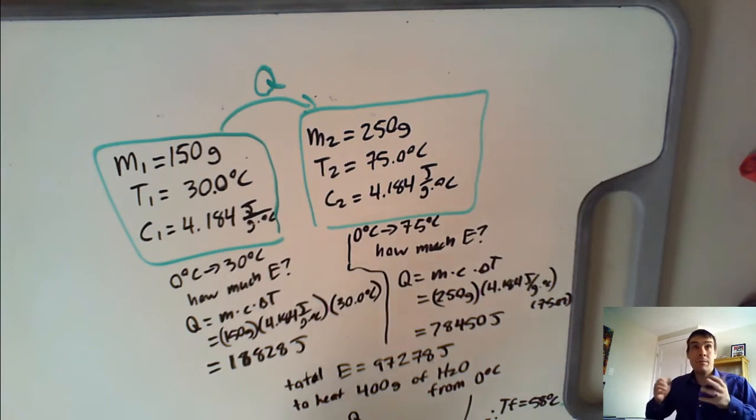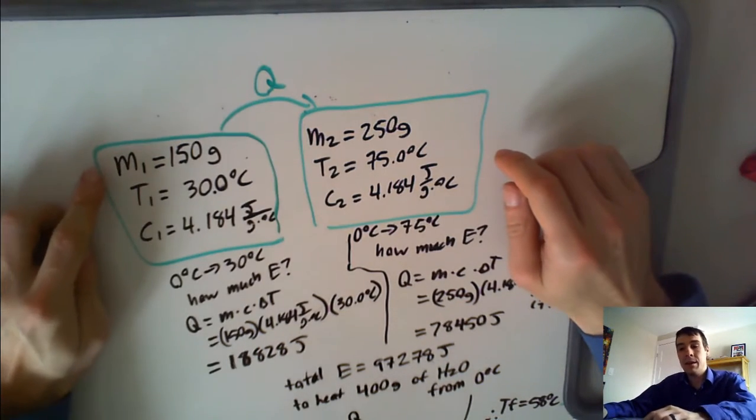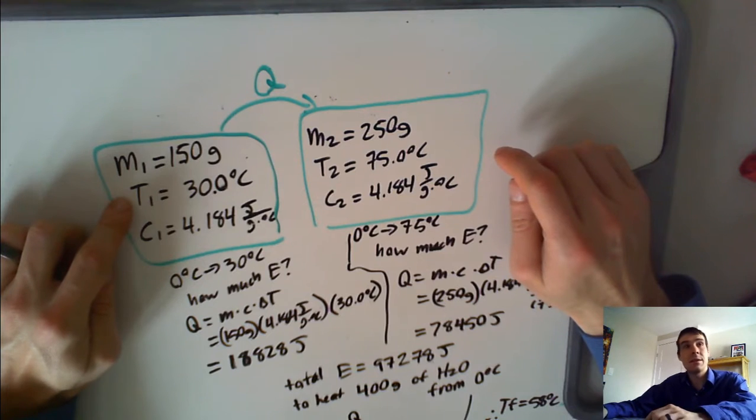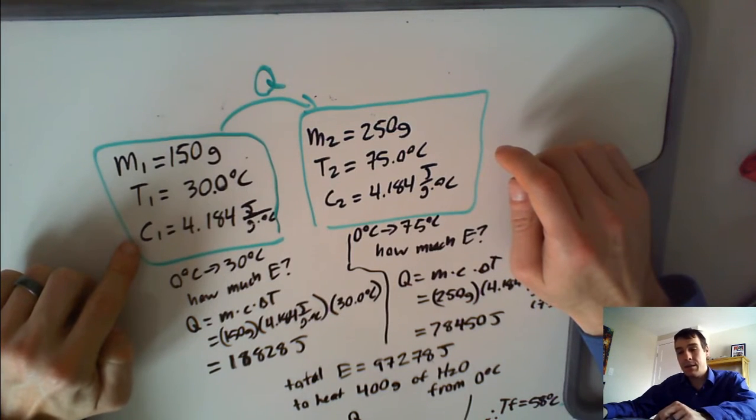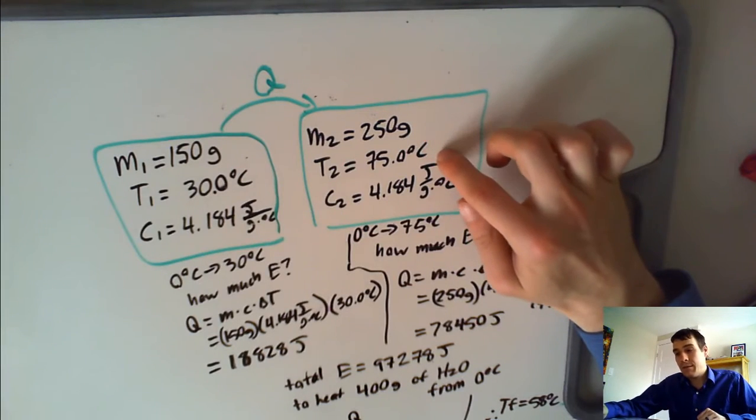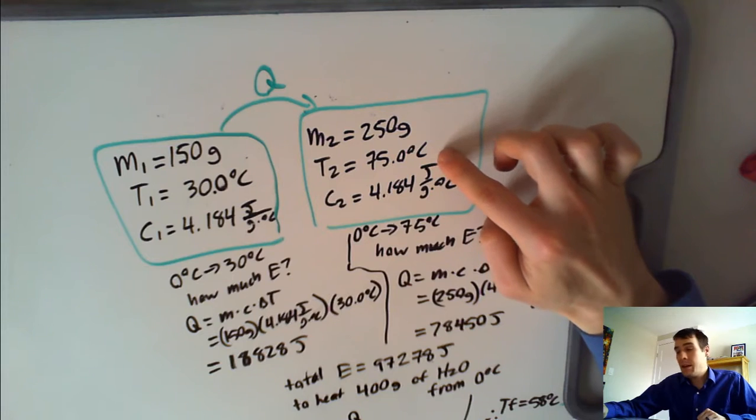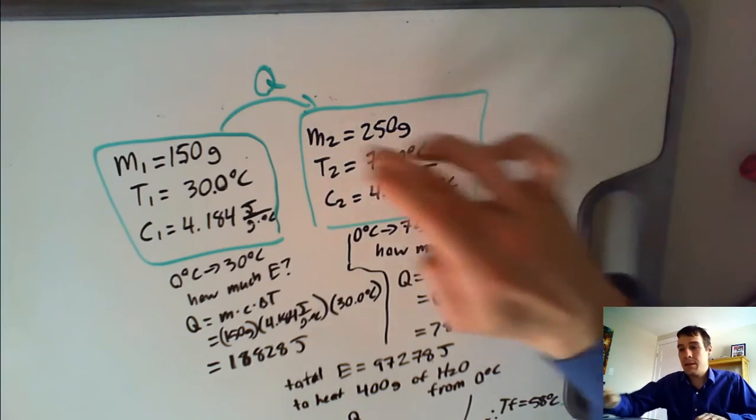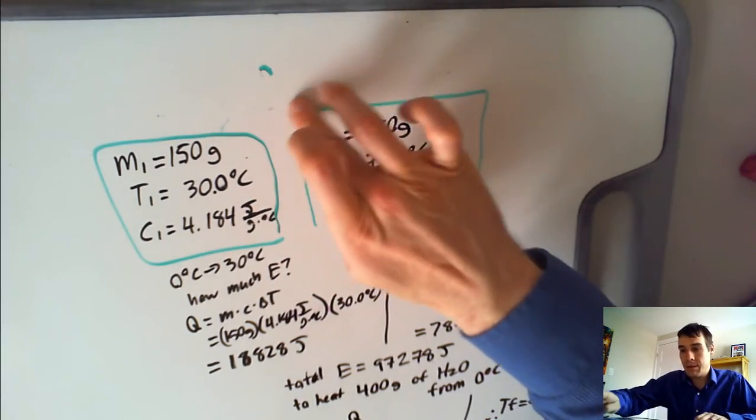So, recap of this problem: we had 150 grams of water on one side, which started at 30 degrees Celsius, and it had a specific heat capacity of 4.184 joules per gram degree Celsius because that's the specific heat capacity of water. On the other side, we had 250 grams of water that started at 75 degrees Celsius, and it also has a specific heat capacity of 4.184 because it's water.